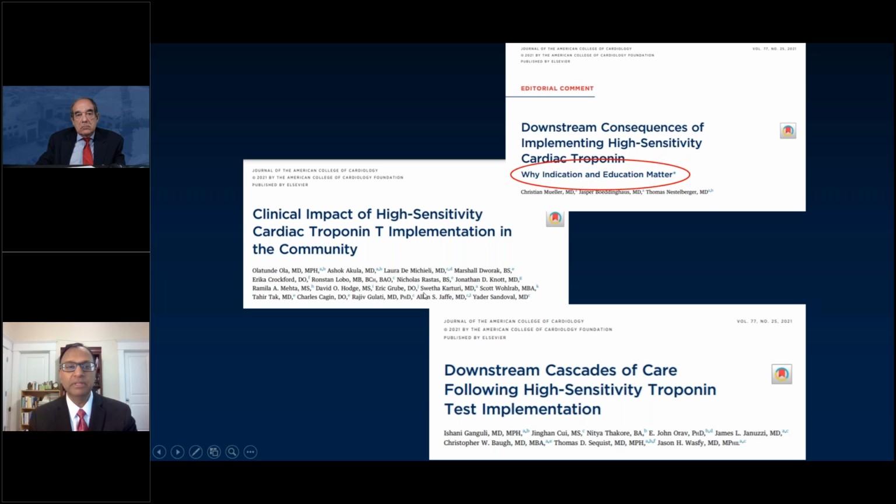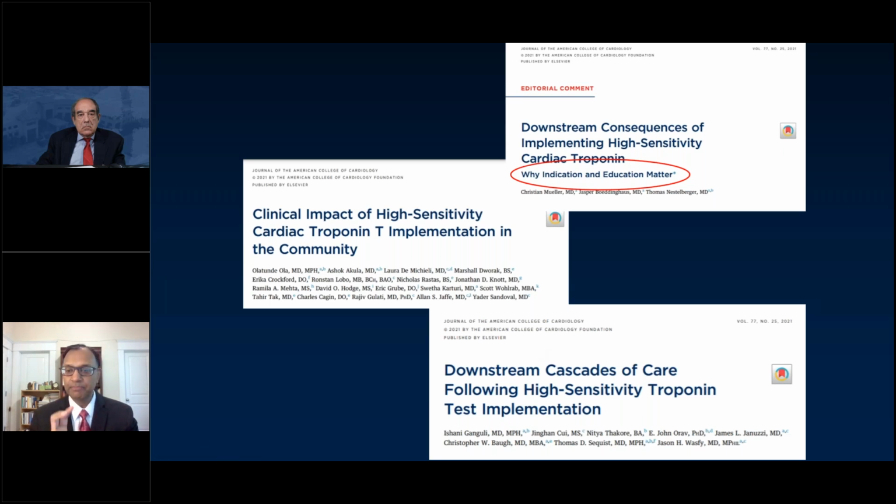I'll highlight a couple of additional papers coming from experts both in Europe and in the US regarding the downstream consequences. And I want to highlight one particular comment here. Education of your clinical teams really makes a gigantic difference in terms of implementing an algorithm. That was something we spent extensive time on at Emory leading up to our implementation, that we're rolling this out.